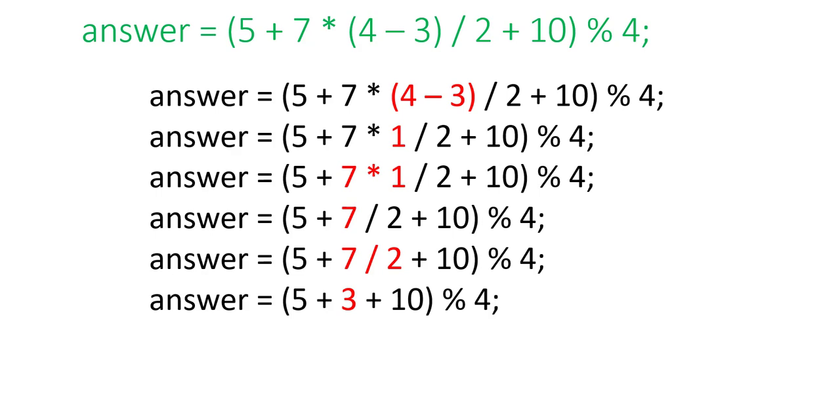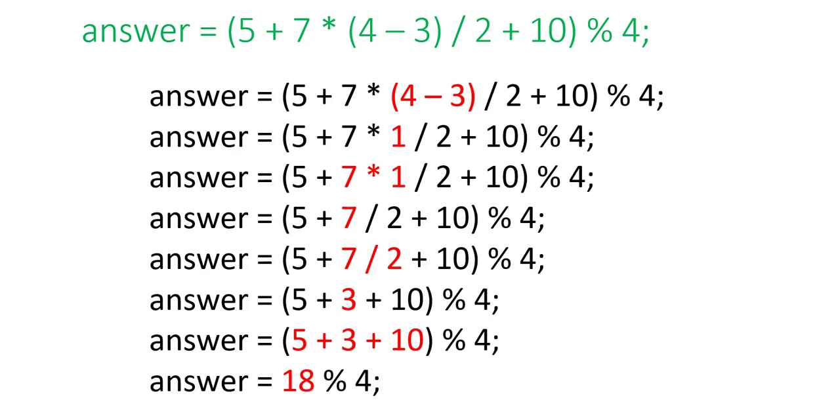Next, we have our parentheses to work through. So even though we do have a modulus, which comes before adding, we still have to focus on the parentheses. So 5 plus 3 plus 10, right? That will give us then 18. Then we do 18 mod 4.